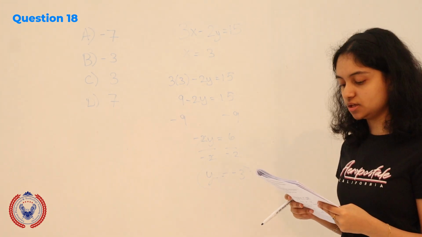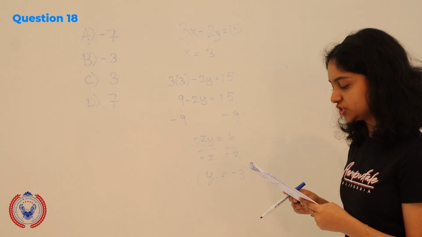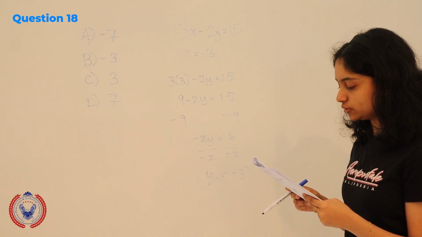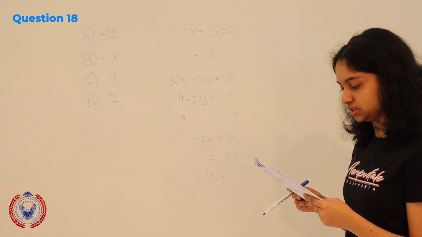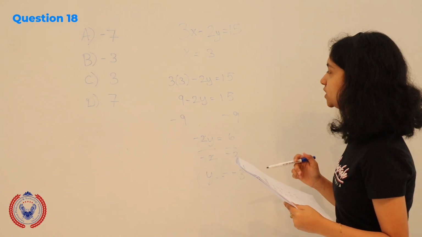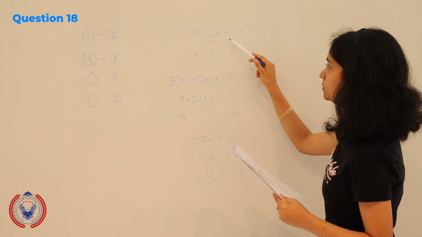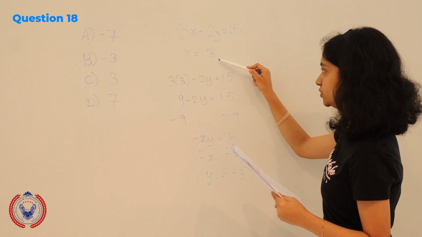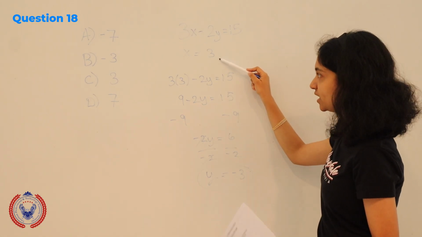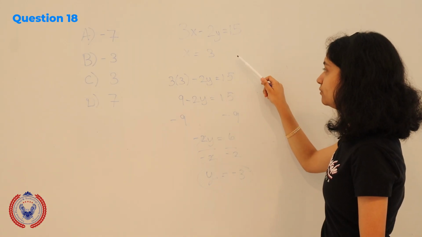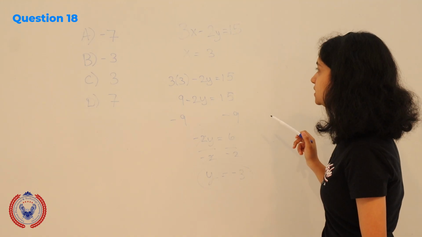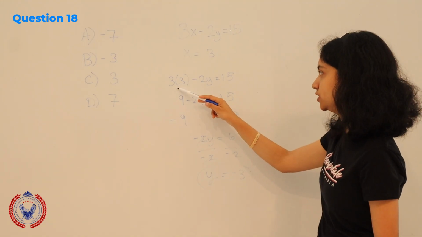Question 18. The two lines given by the equations above intersect in the xy plane. What is the value of the y-coordinate of the point of intersection? The two equations that are given here are 3x minus 2y equals 15. And the second one that is given is x equals 2. Okay, what am I finding out in this problem? I am finding out what my y value is. I can do this by a simple method, which is substitution.